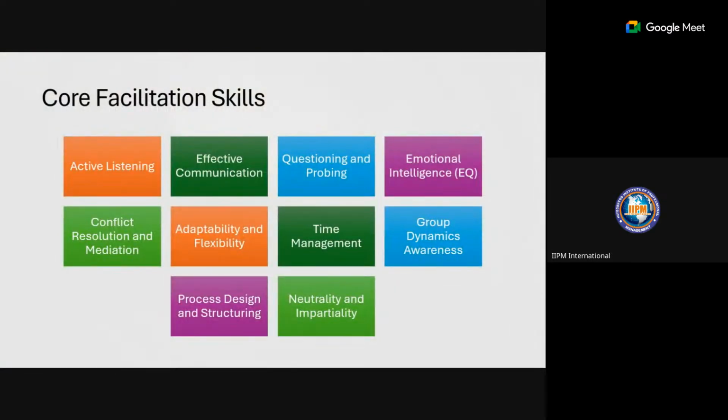Now, what are the core facilitation skills? I know there have been facilitators in IPM. We're already used to facilitation. However, it's important for us to be reminded of what core facilitation skills mean.